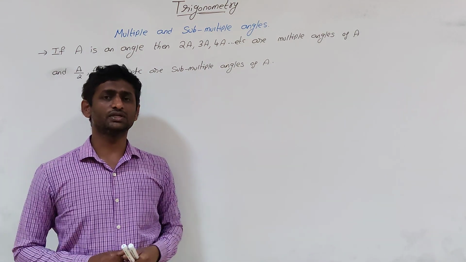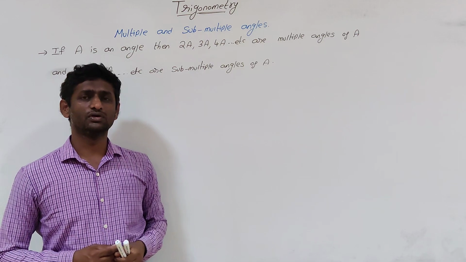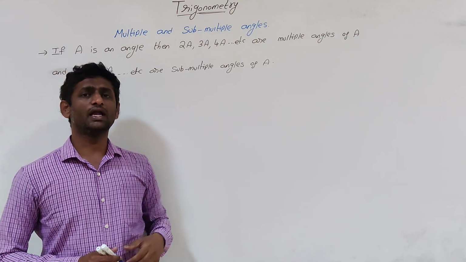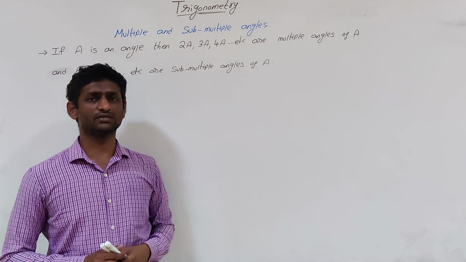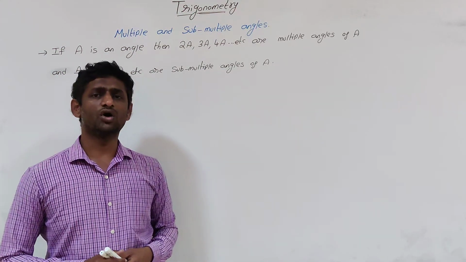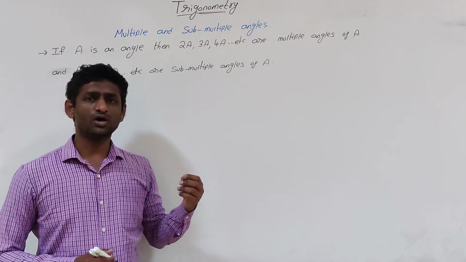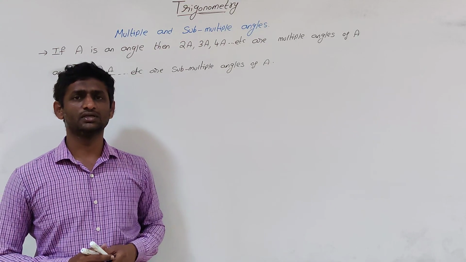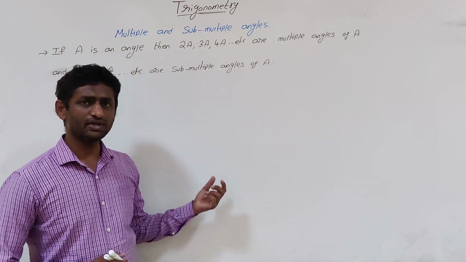Means in this session we will derive the trigonometric ratios for 2A angle and triple angle 3A angle, that is sin 2A, cos 2A, tan 2A, cot 2A, and cos 3A, sin 3A, tan 3A and cot 3A. So we will see one by one.